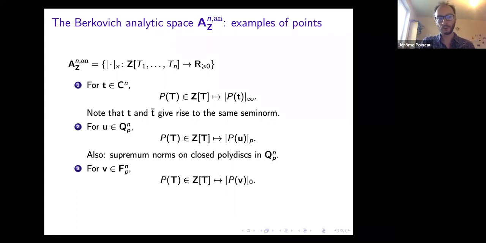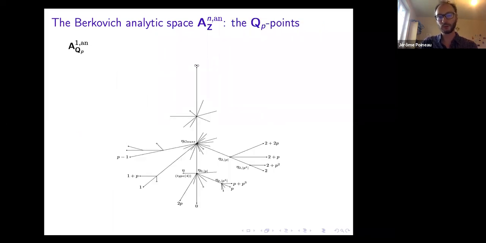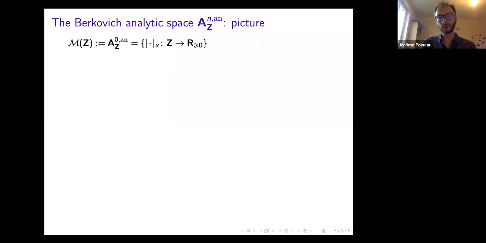So those are all points, but for those examples of points, you see that I mainly specialize the variables. So I should also tell you what happens with Z. So maybe the first example to deal with should be the space of dimension 0 over Z. So how does it work? We are looking at semi-norms defined on Z.